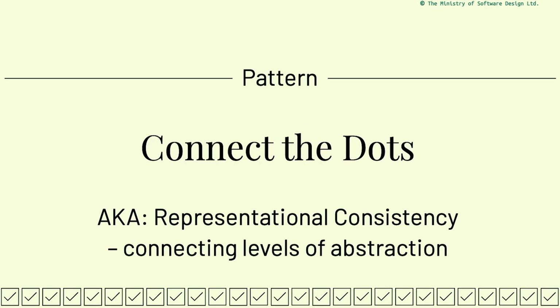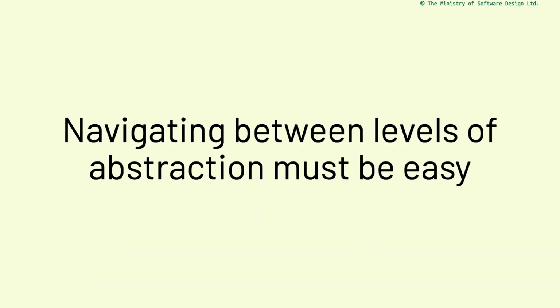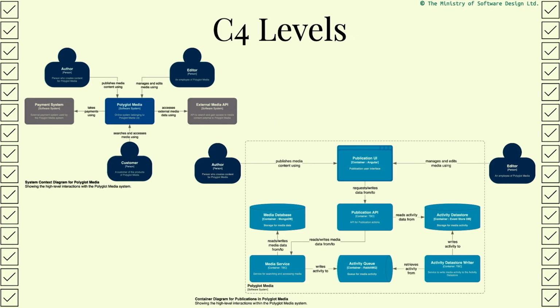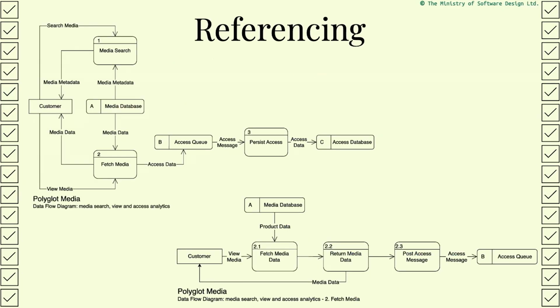Okay, important pattern here: connect the dots. Representational consistency. Sounds a little bit intimidating, it's not. All we need to do is make sure that people can navigate between our different diagrams, our different levels of abstraction. C4 has a nice easy way for us to do this. I said that dark blue box, then it becomes that dotted one. We can navigate either way between these two diagrams and know how they connect.